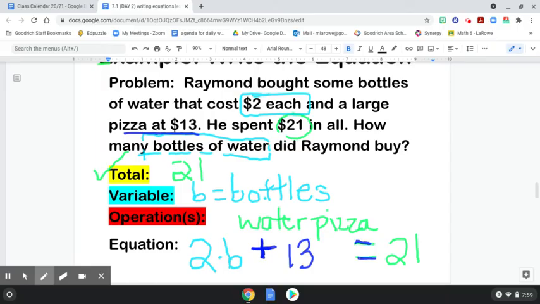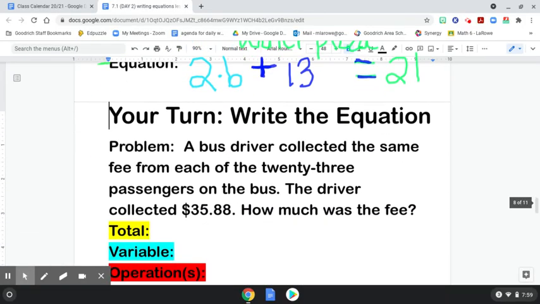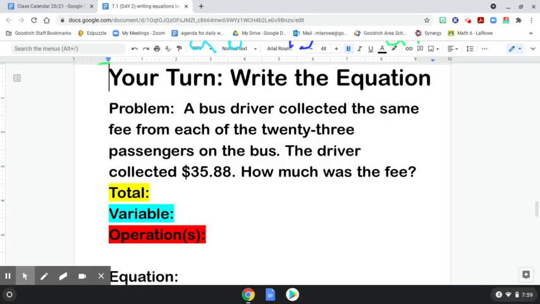Now in our next lesson, we'll use inverse operations to solve and figure out how many bottles of water he purchased. But for now, our equation is written. We'll give you one to try. Write an equation for your situation.